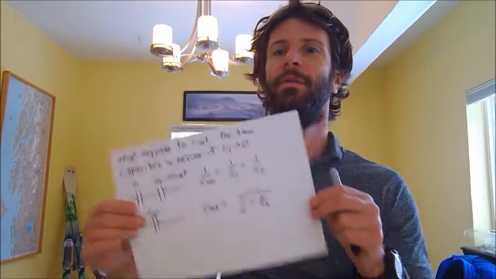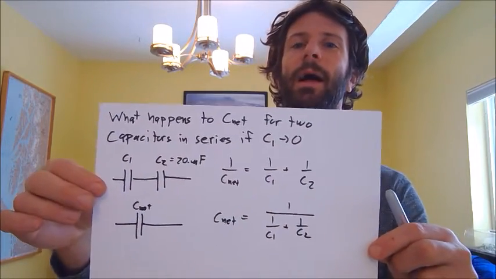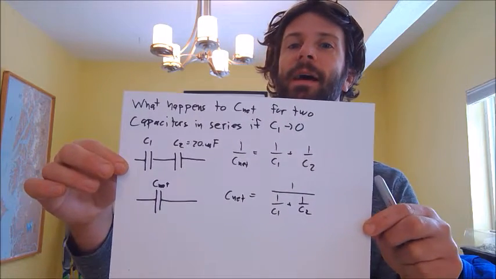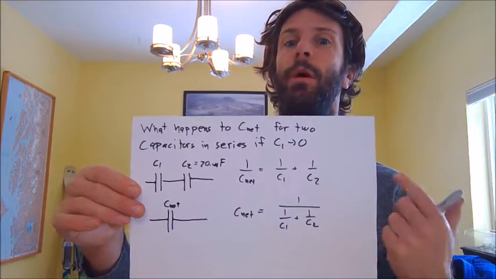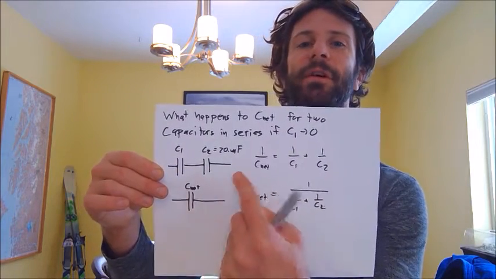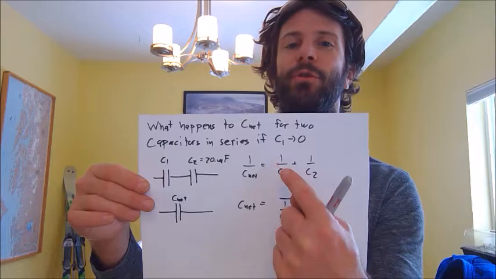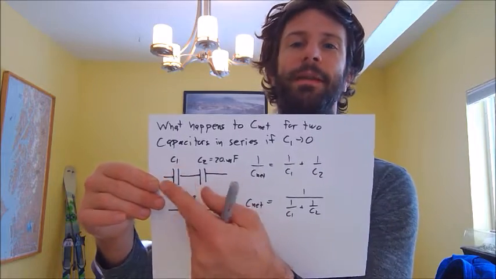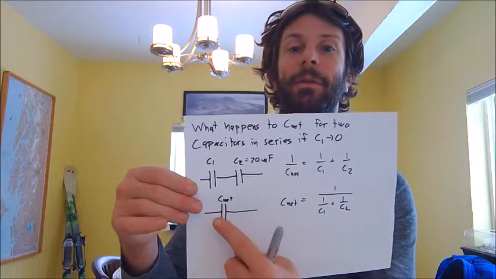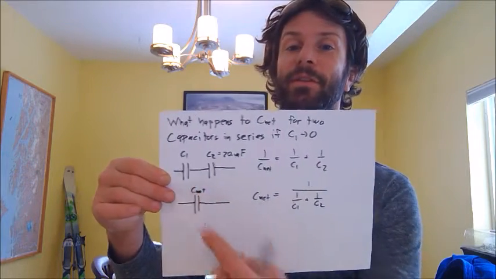Okay, as promised, the next question: what happens to C net for two capacitors in series as C1 goes to 0? So two capacitors in series, and this one goes to 0. I've made it this one instead of C2, just to mix it up. What happens to that equivalent capacitance?